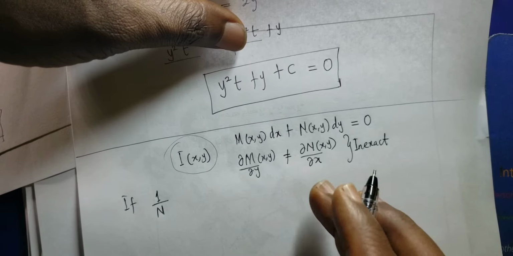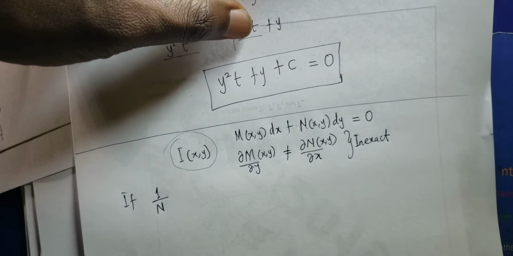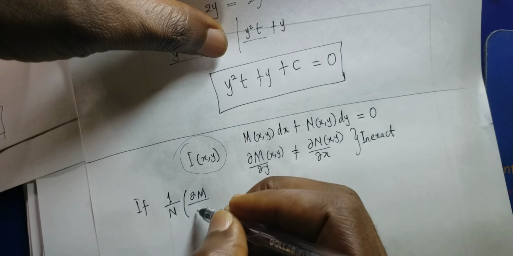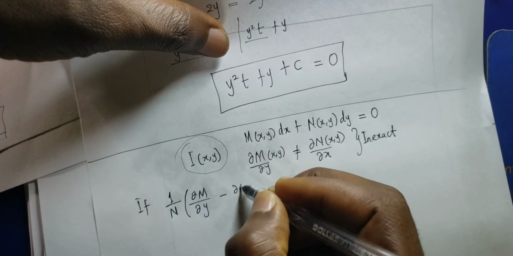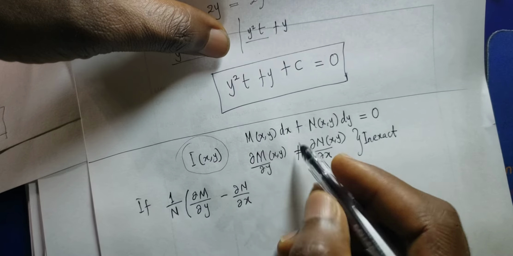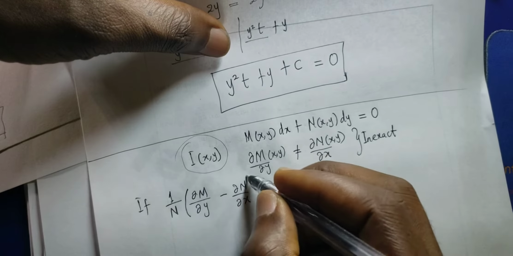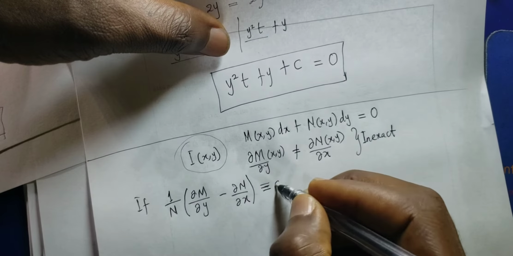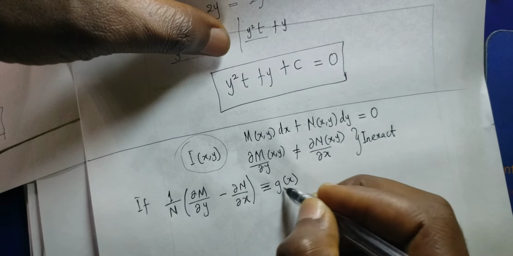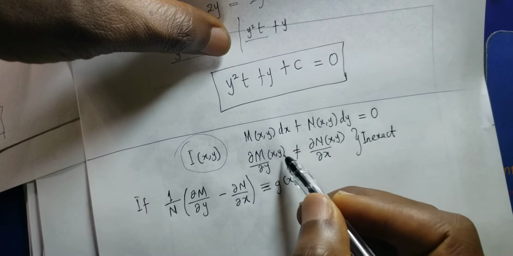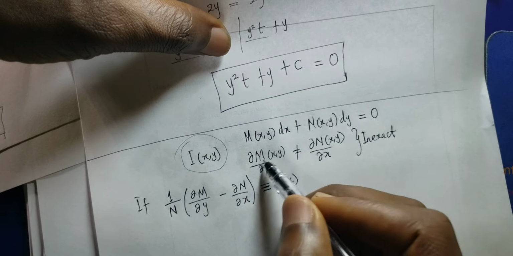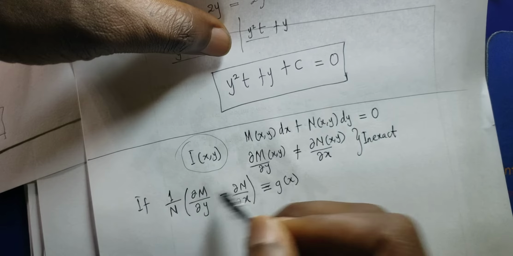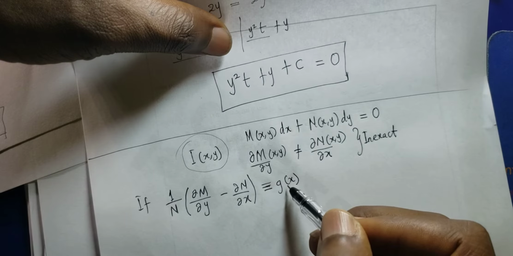So how do we go about getting that integrating factor? We now check this condition. The first one to check is if 1 over n into del m del y minus del n del x, still the same thing here that we have, if we bring them together and multiply them by 1 over n, is equivalent to some function that depends only on x. Now we know that each of these two depends on x and y. But if we bring them together, do a subtraction, then multiply it by 1 over n, and at the end of the day we get a function that depends only on x.